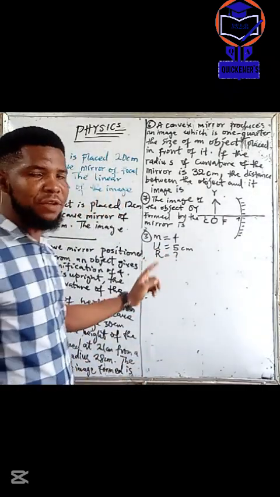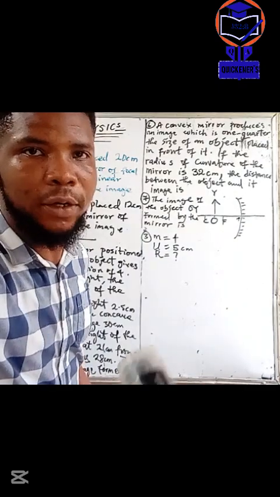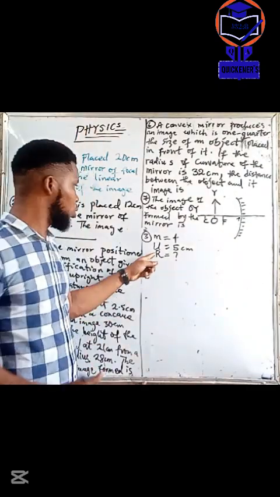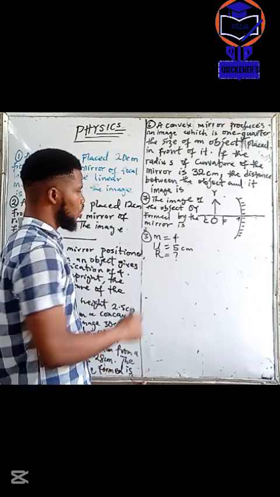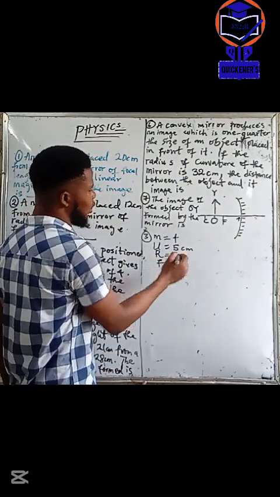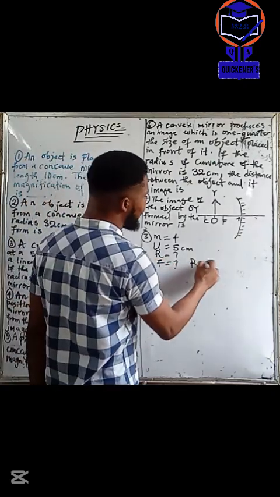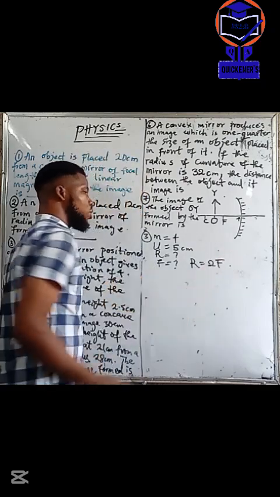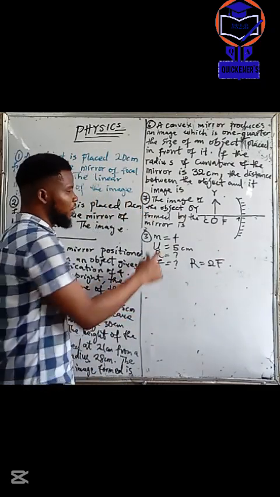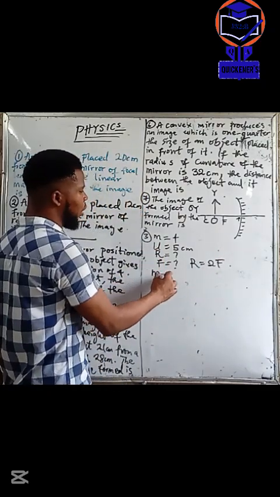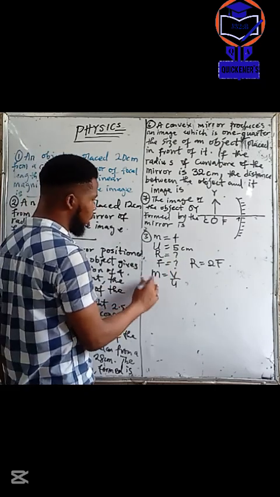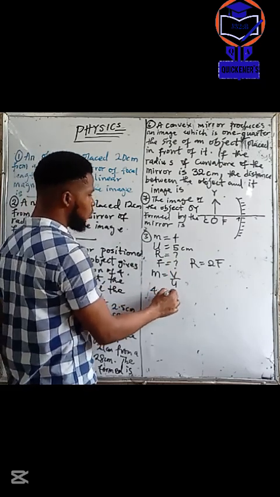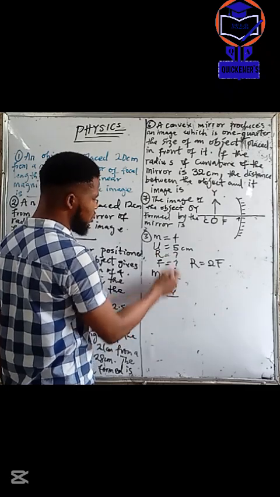To get the radius of curvature, you have to solve and get your focal length first, because the radius of curvature is 2f. So how do you get 2f? First of all, start with magnification. Magnification is image over object, and we already have the object. So our image is what? That will be 4 equal to image over object, which is 5 centimeters.